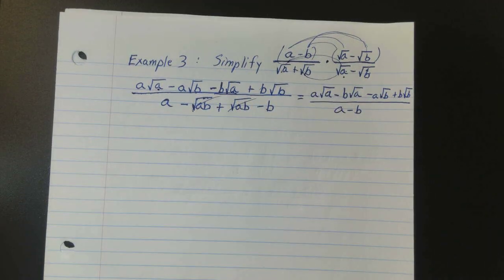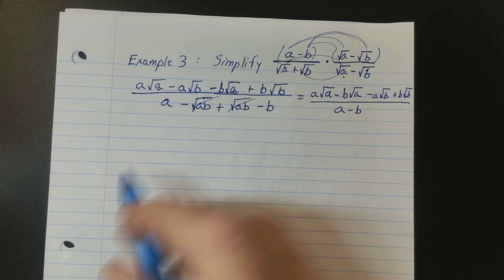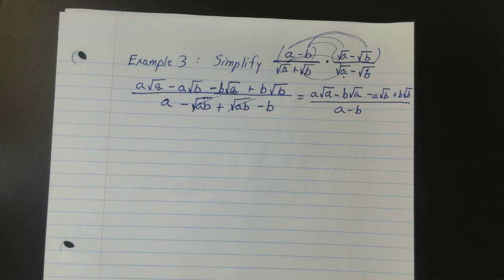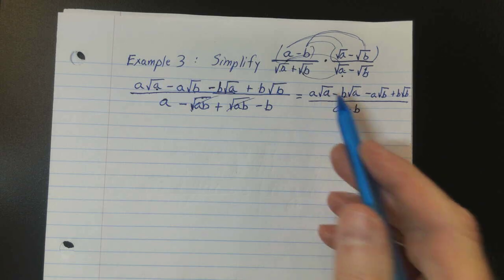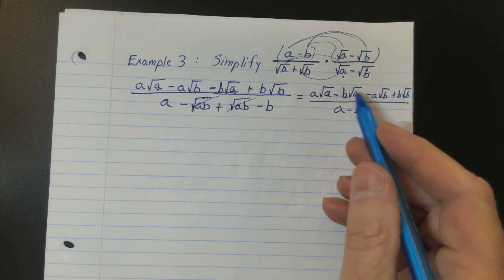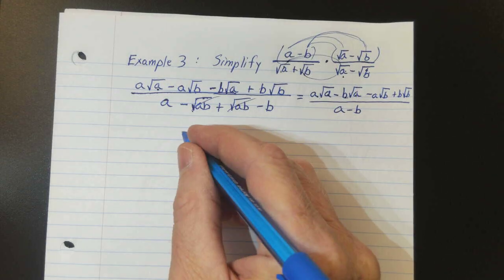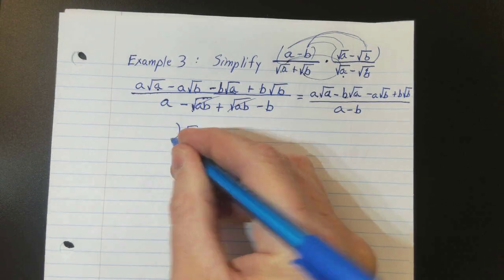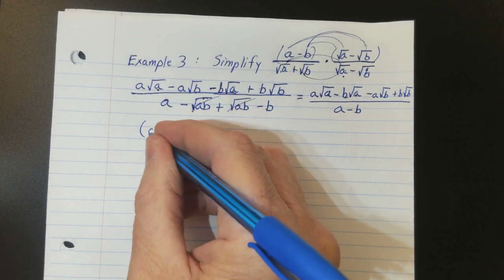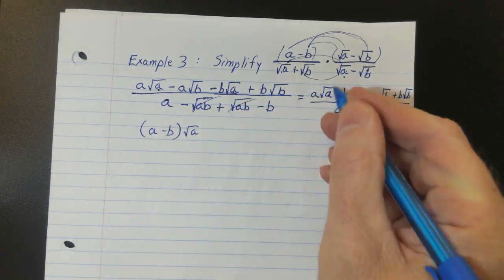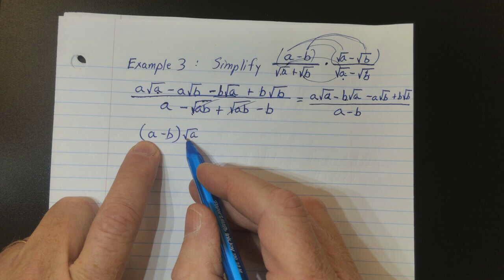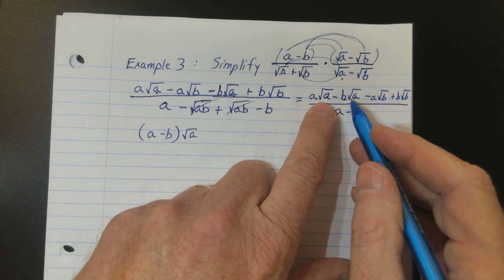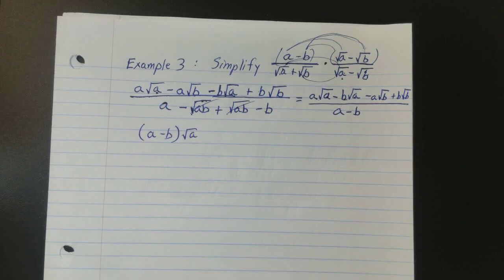Notice how nice it is there. We have eliminated all the radicals there. So we've rationalized the denominator. I want to play around with this numerator a little bit. These each have that square root of a. So if I take a minus b, that's what's in front of the square root of a there. Think if you went to the distributive property here, you would have this, right? Well, we're kind of doing it in reverse.